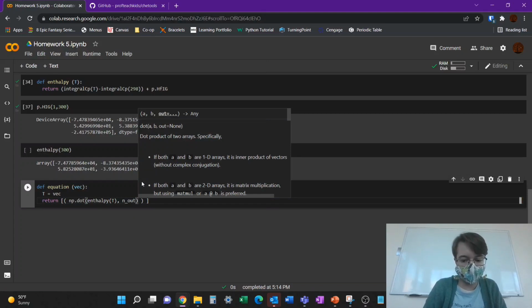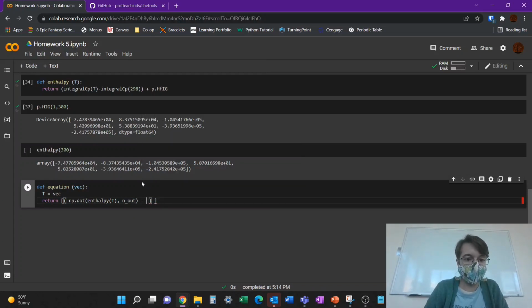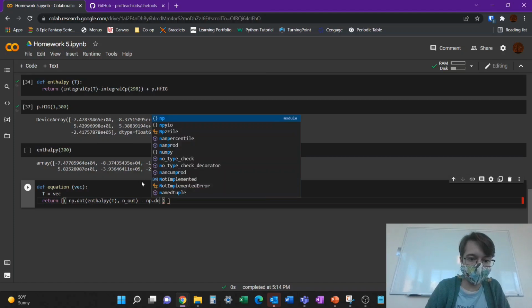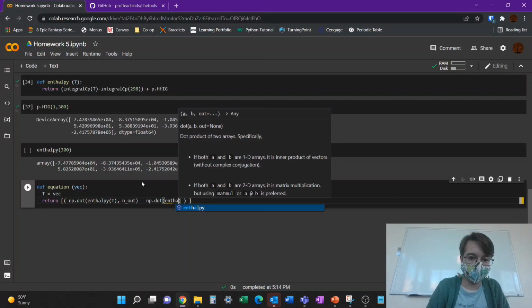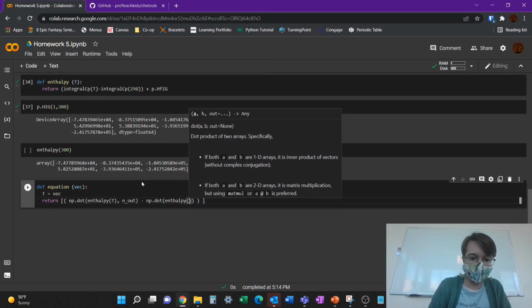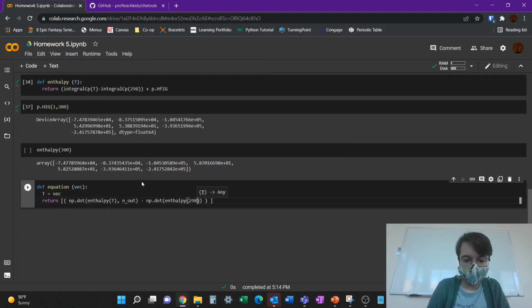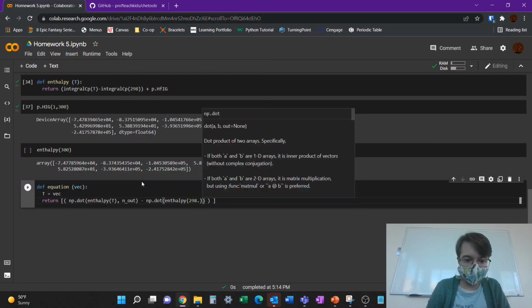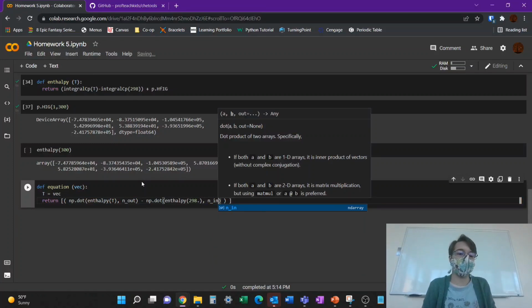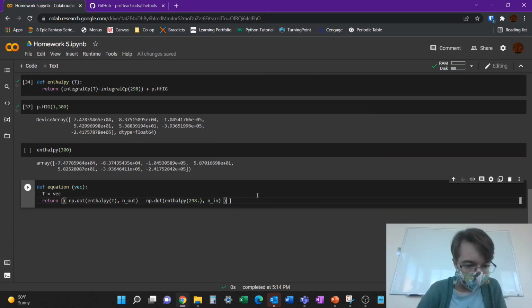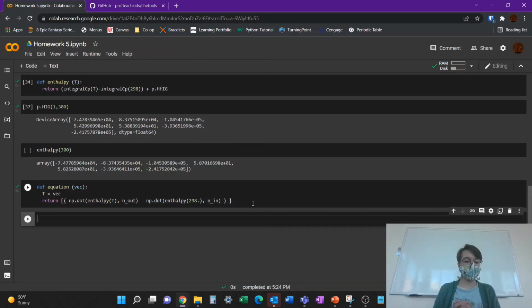So that's our first term, and then we're going to subtract that by np dot dot, a dot product again, but this time it's going to be our enthalpy at 298, dot product with our moles going in, because this is our initial situation. And so, do I have all of my parentheses sorted? Yep, I think I do. Alright, so shift enter on that. So that's the function that we're going to want to minimize.